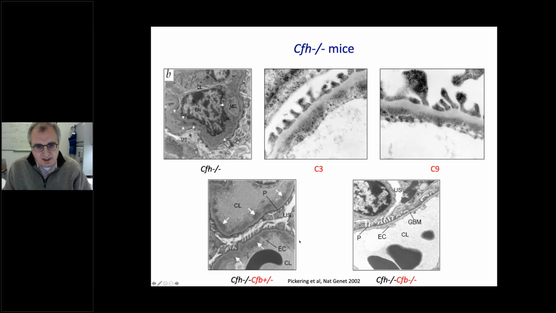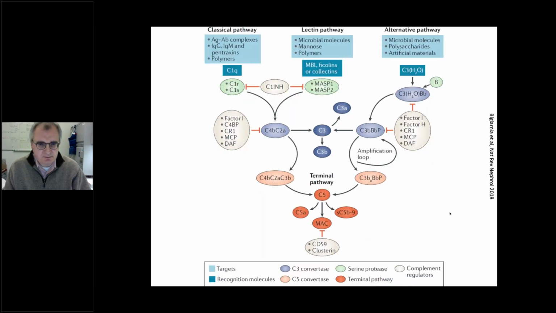And he took this story one step further and created a double knockout mouse where he removed factor B from the system as well, along with factor H. And with that, he basically blocked the alternative pathway and rescued the phenotype, and with that not only confirmed the role for complement, but also identified the alternative pathway as a key driver of it.